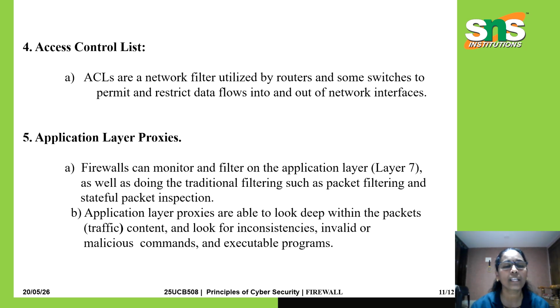The next one is application layer proxies. The firewall can monitor and filter on the application layer, that is the 7th layer, as well as doing the traditional filtration such as packet filtering and stateful packet inspection. Application layer proxies are able to look deep within the packet content and look for inconsistent, invalid or malicious commands and executable programs. When we are transferring data from one system to another through the 7 layers, the data is transmitted encrypted and transferred securely with the help of a firewall to the other PC.